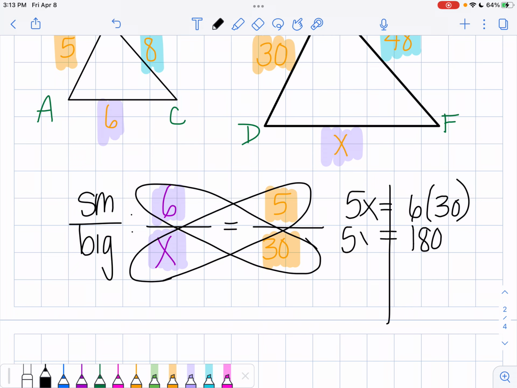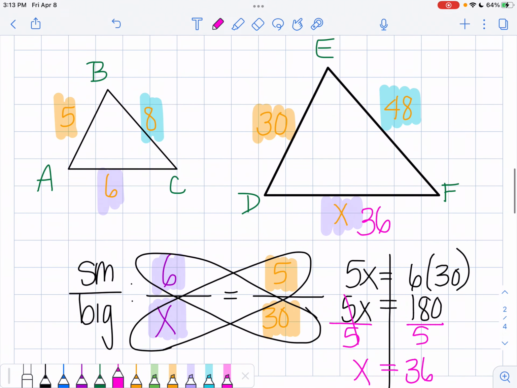Bring down my 5x. Then I have to divide both sides by 5 to get x on a side by itself. And I end up with x is equal to 36. So this is going to be 36.